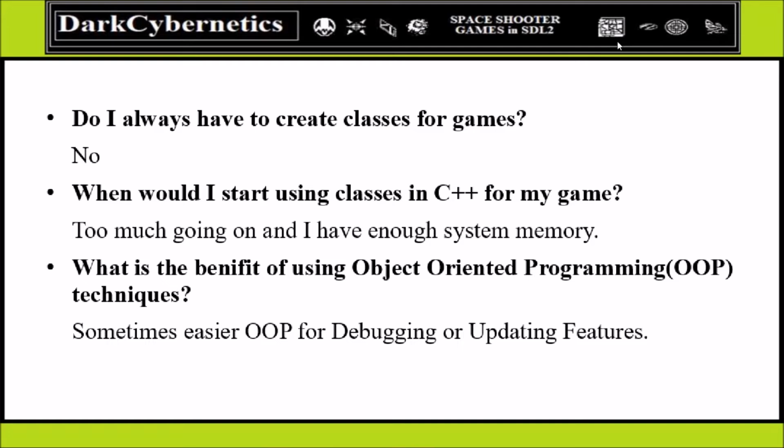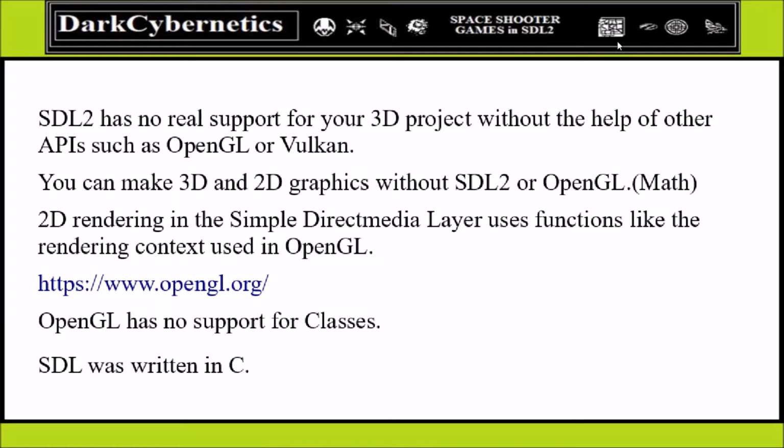And suppose, what are the benefits of using object-oriented programming? Well, some of the benefits of using object-oriented programming is that it's easier for updating features of SDL or the API, and we can break things down into modules, which makes things easier for debugging or fixing errors, because you may have a lot of them.